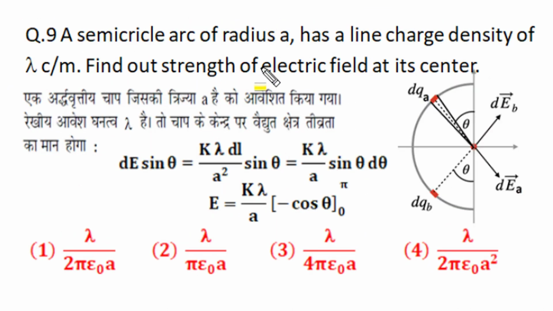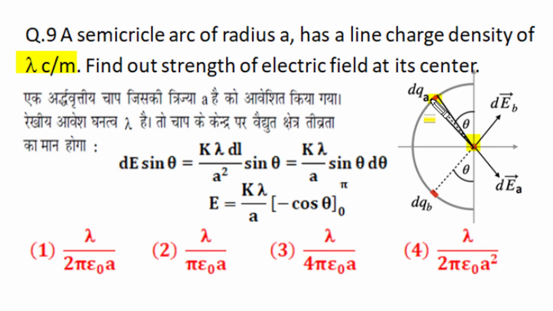A semicircle arc of radius A has a uniform line charge density lambda coulomb per meter, and we have to find out the strength of electric field at its center. If it were a complete circular ring, the resultant electric field would become 0. But for this half circle or semicircle charge distribution, the resultant electric field is non-zero, and that can be obtained by using Coulomb's law and integration techniques.